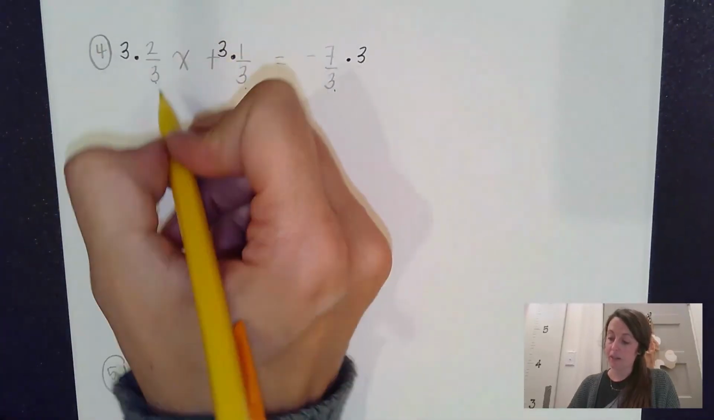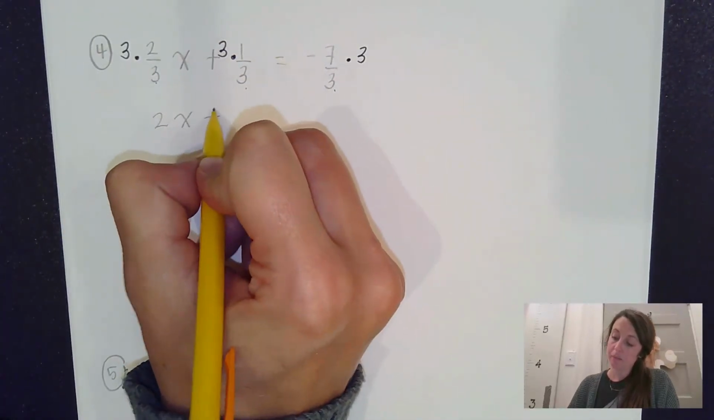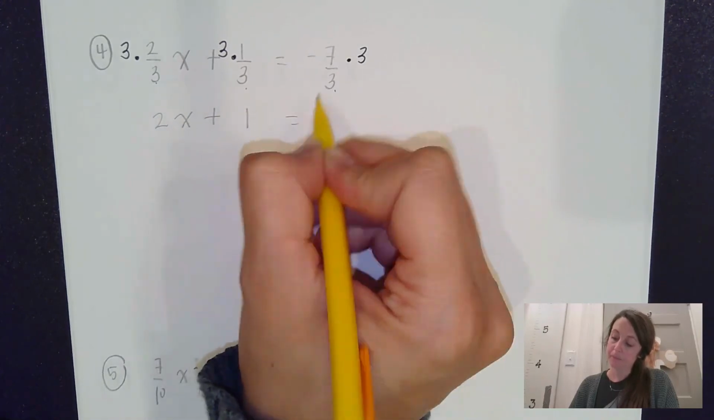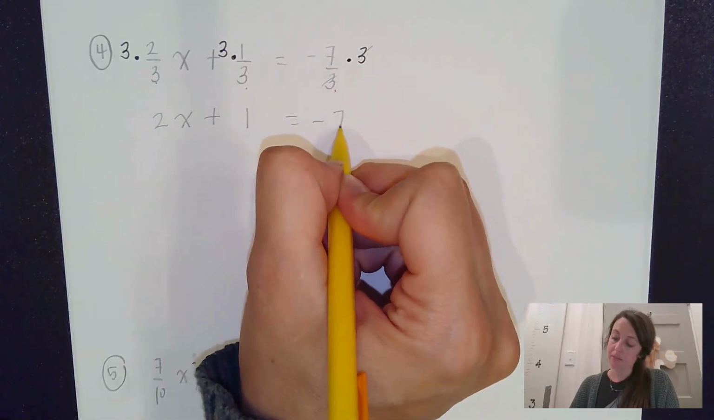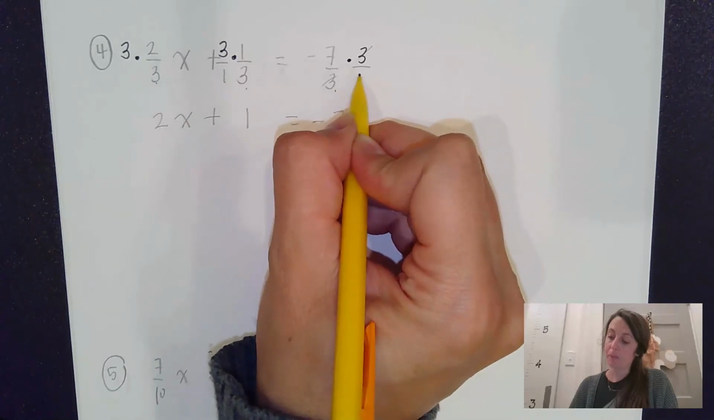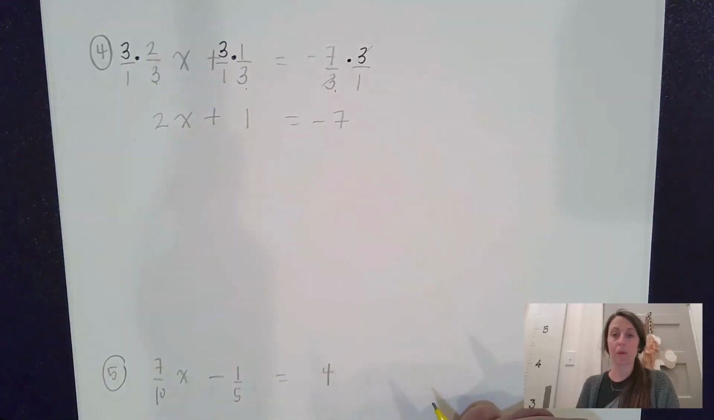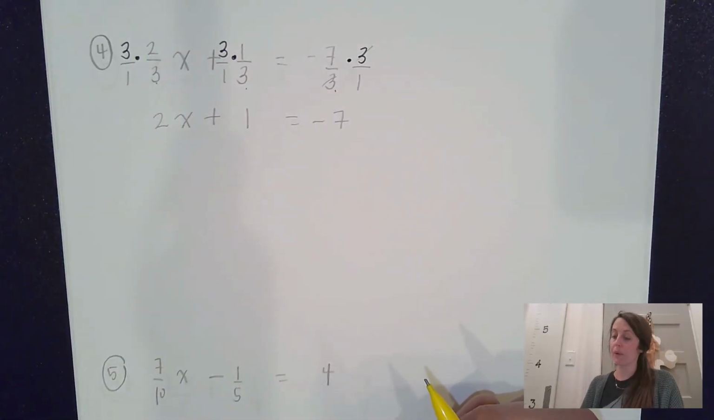So I'm going to have a 2x plus a 1 is going to be equal to a negative 7. What I'm doing is I'm multiplying by 3 over a 1. Maybe that'll help a little bit to see that. I'm multiplying by 3 over a 1.